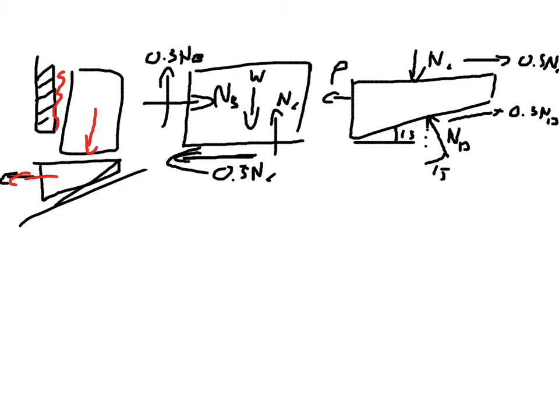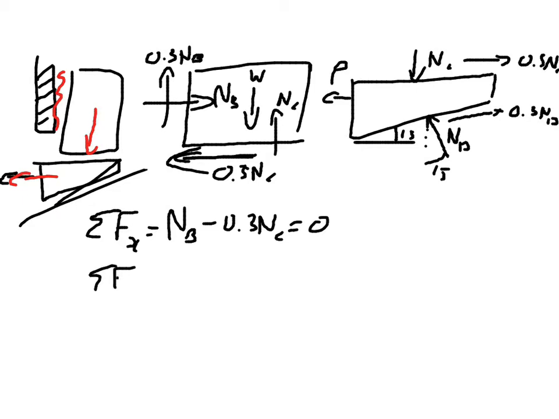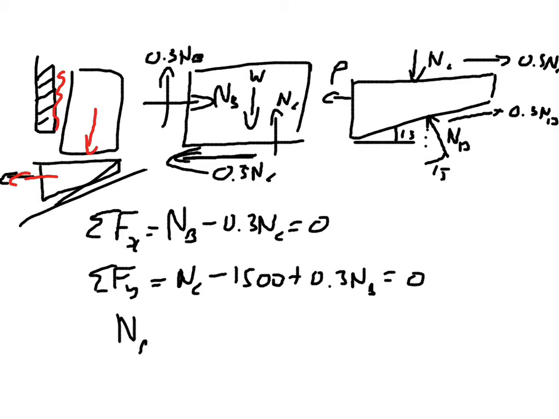It's going to be simpler to start with the crate just because there's fewer unknowns and fewer angles as well. So starting with the crate, the sum of the forces in the X is NB minus 0.3 NC. And the sum of the forces in the Y direction is going to be NC minus 1500 plus 0.3 NB. We can then solve those simultaneously, and NB comes out at 413 newtons, and NC comes out at 1376 newtons.